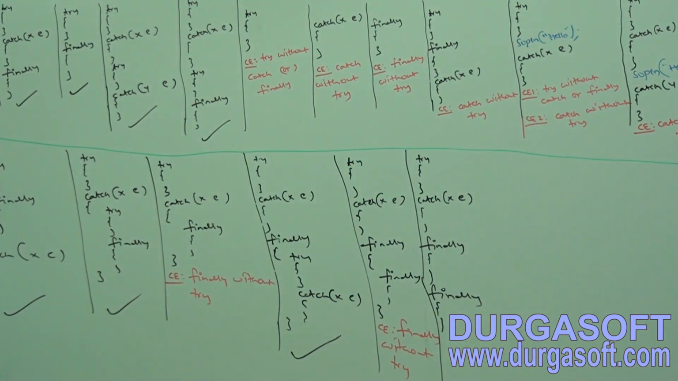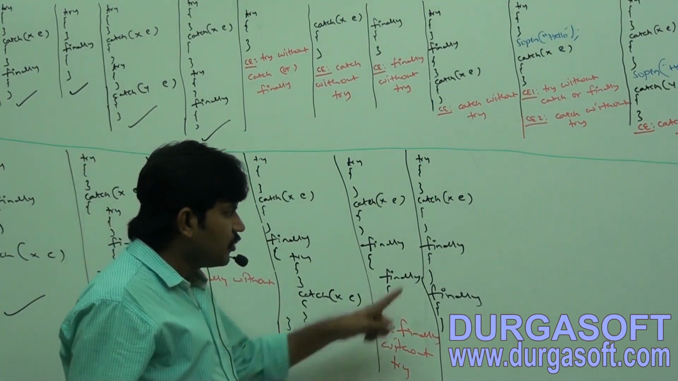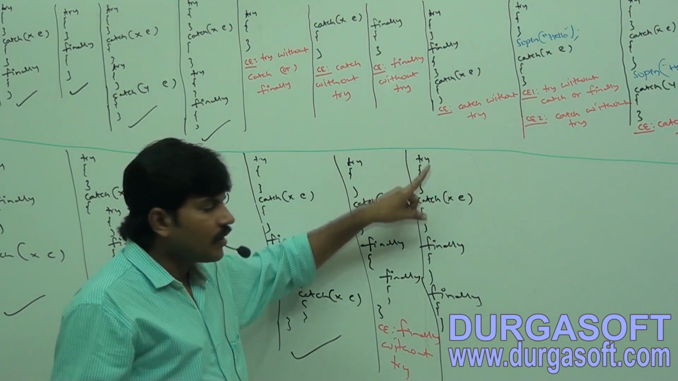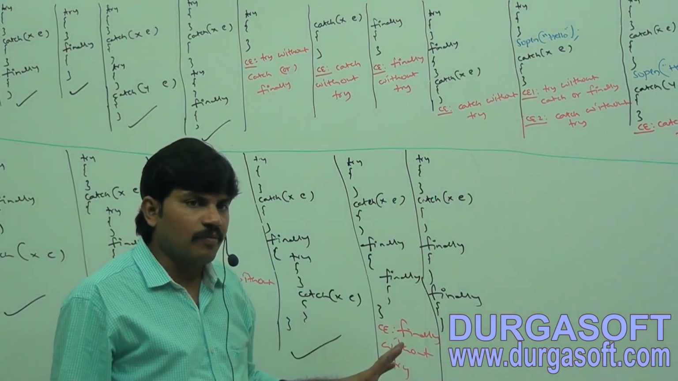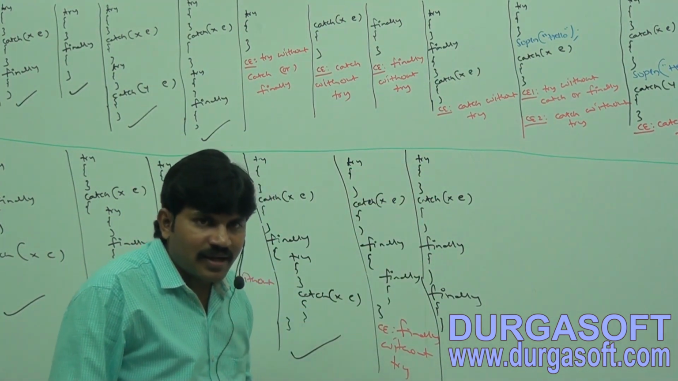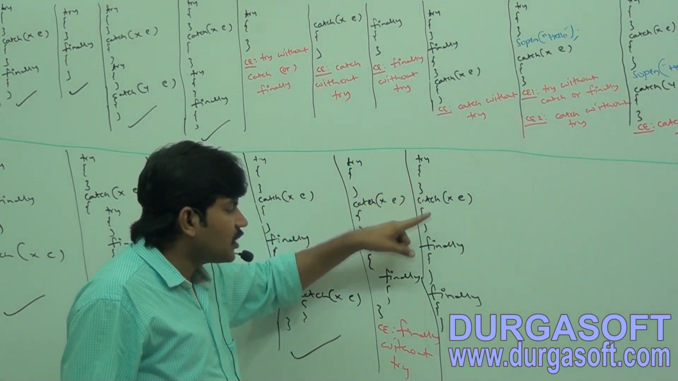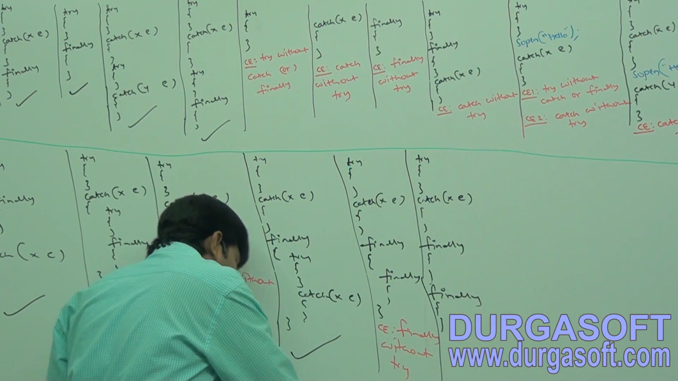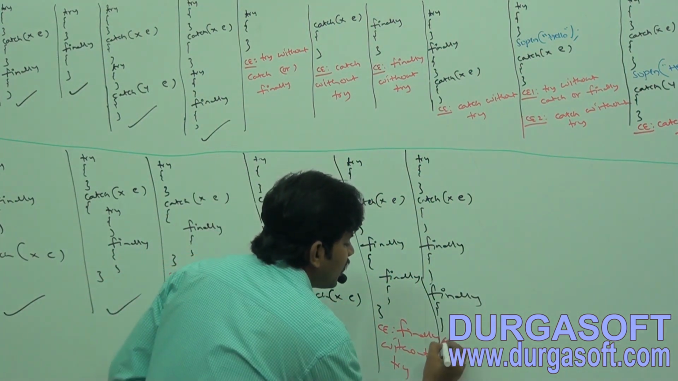Valid or invalid? How many finally blocks? Two things I am taking, but try, one try. Multiple catch blocks, no problem. But how many finally blocks can we take? Only one. Try, catch, finally, up to that is completed. This finally block will become alone. That's why compile time error.